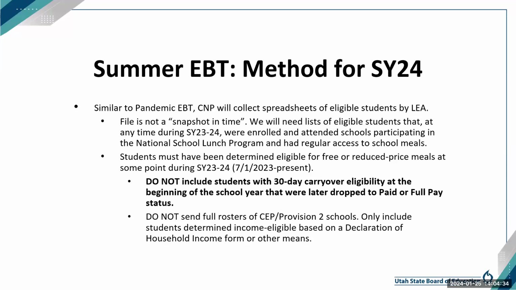So what we have planned for this summer, 2024, our office will be collecting spreadsheets of eligible students from all the LEAs. This file is not going to be a snapshot in time, which is what we did last year. Instead, we will need lists of eligible students that at any time during the school year were enrolled and attended schools participating in the National School Lunch Program and had regular access to school meals. So that's going to be the list of students that we're going to need to collect.